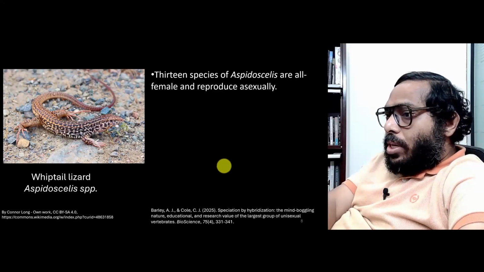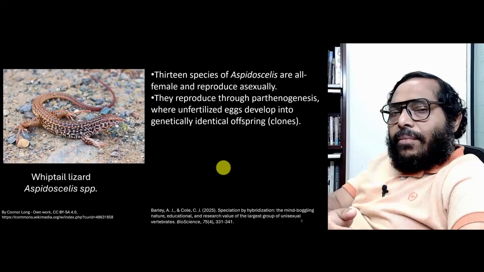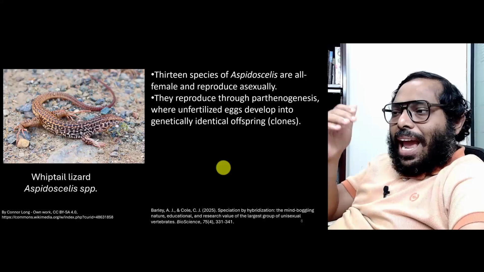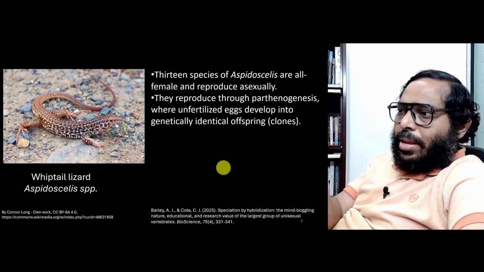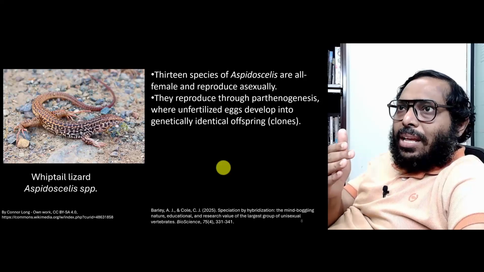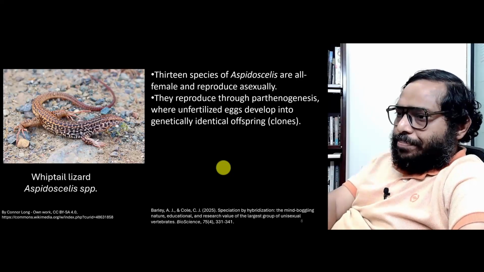So, how exactly do they reproduce? They reproduce through what is known as parthenogenesis, where their unfertilized eggs themselves can develop into offspring, and of course, since these are unfertilized eggs, they are genetically a complete clone of their mothers.